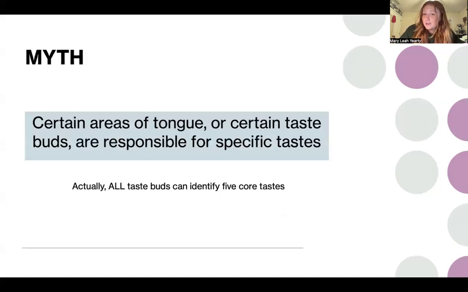One myth, I didn't know this before I did my research, is that certain areas of the tongue or certain taste buds are responsible for a specific taste. This is not true. Actually, all taste buds can detect the five core tastes and send that information up to the brain to interpret.